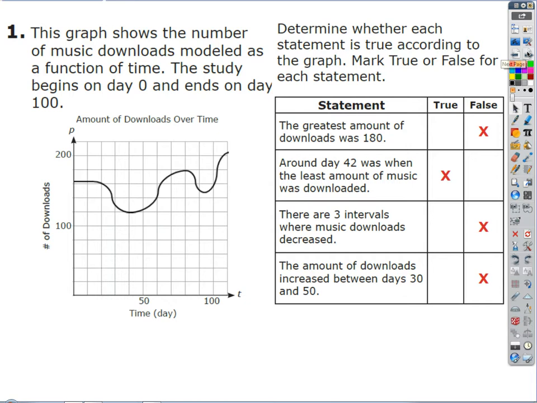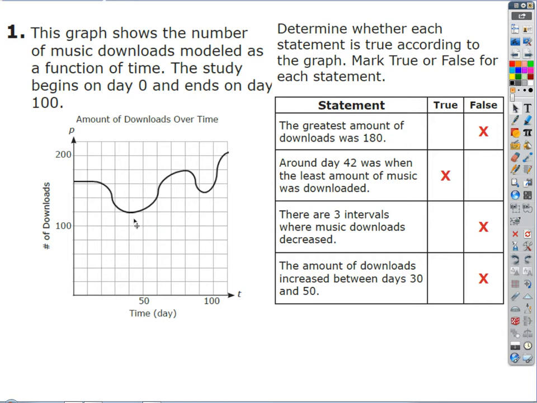Okay, interpreting these graphs. You guys will be great at this, but you just got to be careful. Take your time. So this tells us the number of music downloads as a function of time. The greatest amount of downloads was 180. True or false? False. That's a lot more than 180, isn't it? Around day 42 is when the least amount of music was downloaded. Let's see. Is that right? We're going by tens, aren't we? So there's 40. Yeah, that seems reasonable.